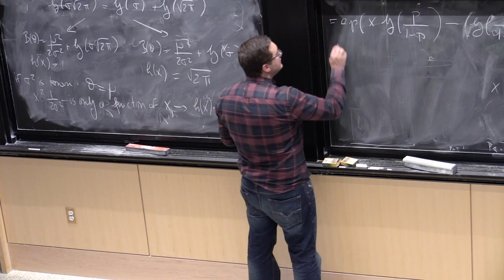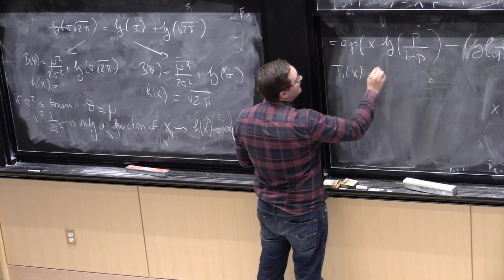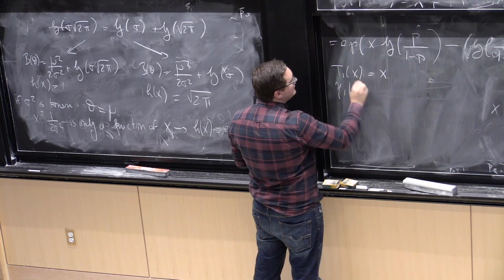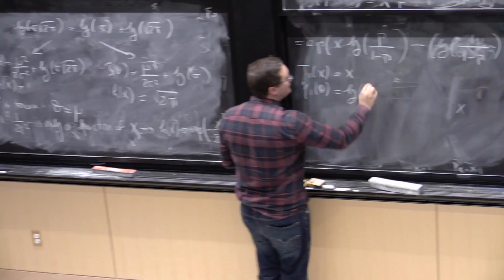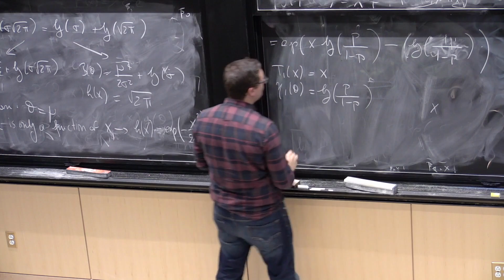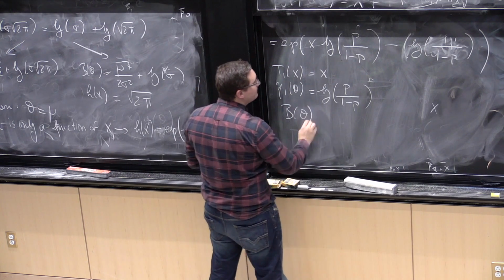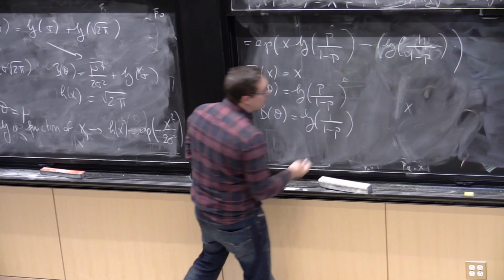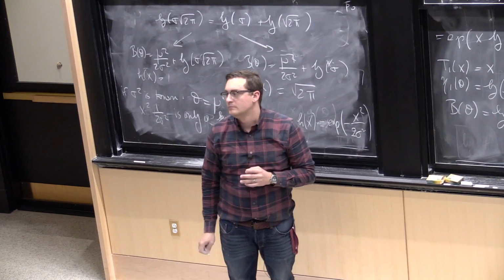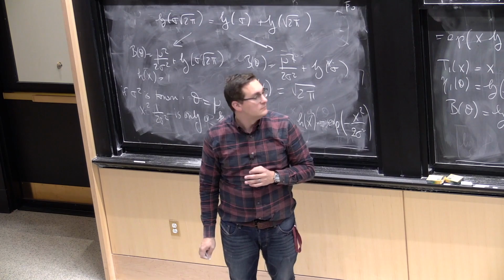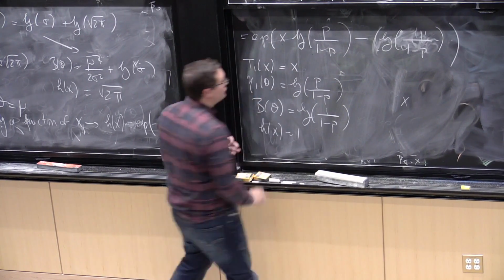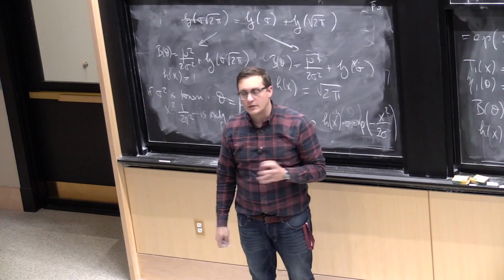Okay, so let's see. So I have T1 of x is equal to x. That's this guy. Eta 1 of theta is equal to log p over 1 minus p. And b of theta is equal to log 1 over 1 minus p. Okay, and h of x is equal to 1. All right?